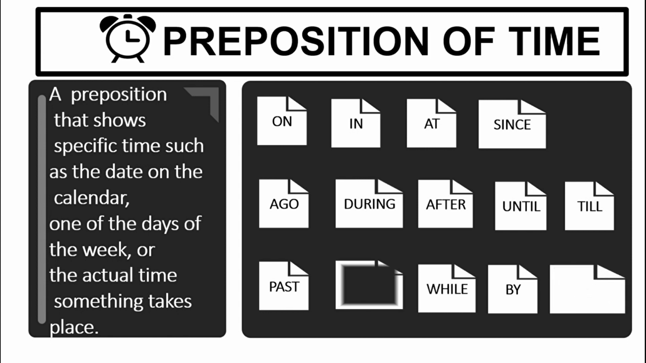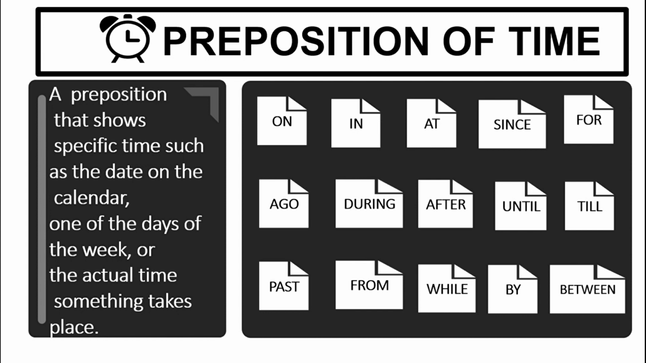Like before, while, between, from. These are the words which try to show time from one point, or from one period of time, to another period of time, like from Monday to Wednesday, or between two time periods, like between 10 o'clock and 12 o'clock, like that.